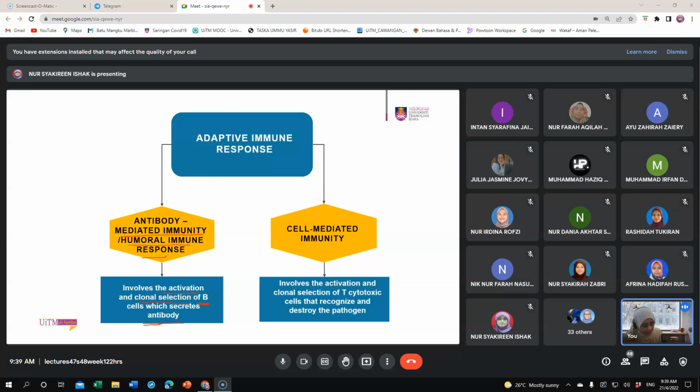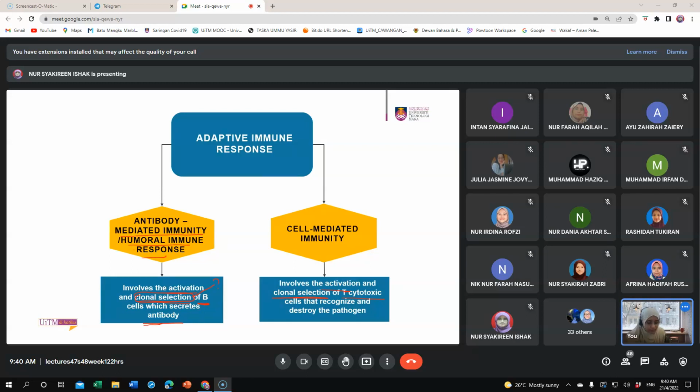Okay, so nanti kita tengok what is clonal selection. Okay, what is clonal selection? Sama juga for cell-mediated immunity. Okay, so it involves the activation and clonal selection of T cytotoxic cell. So dalam buku rujukan yang you all guna, yang bukan Campbell, dia letak T dulu. Okay, T helper cell, T cytotoxic cell. Okay, so that recognize and destroys the pathogen.